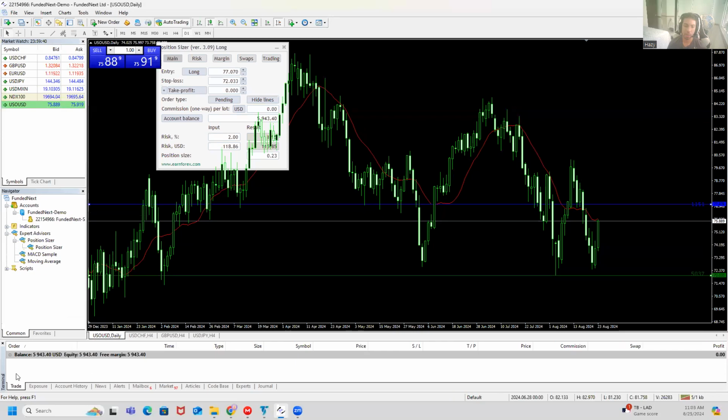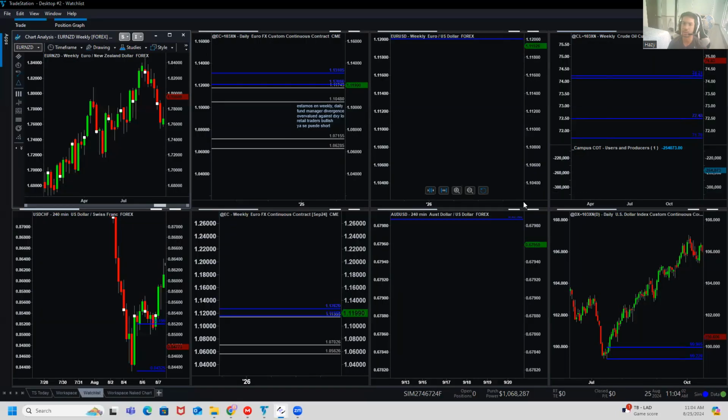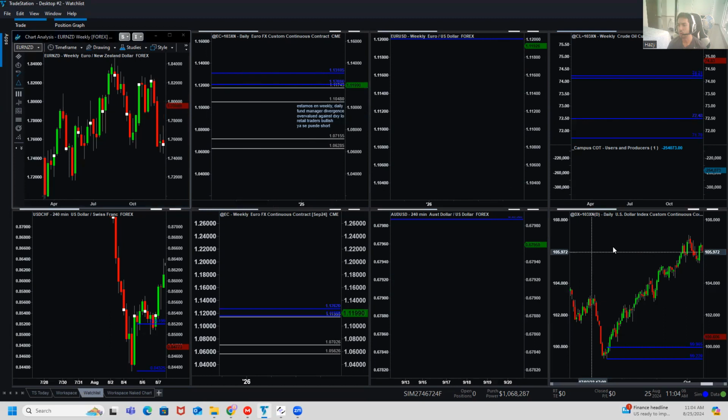But first, I'm going to be transparent. Here's the account balance. As I mentioned, I only risked 1% on this trade. I usually risk 2%, but on this trade I only risked 1% because I wasn't that sure. So negative $60, which is 1% for a $6,000 funded account.